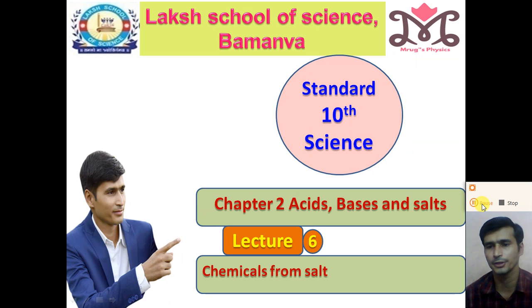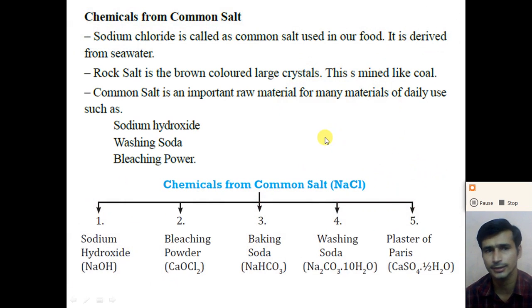In the previous video, we discussed the salt and the chemicals from the common salt. Sodium chloride is a common salt which we use in our food. It is derived from seawater. Rock salt is a brown-colored large crystal. This is mined like coal.